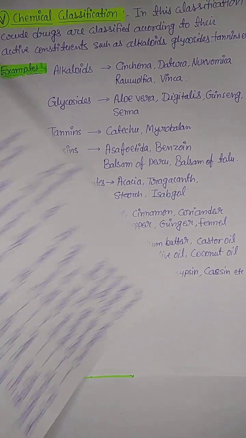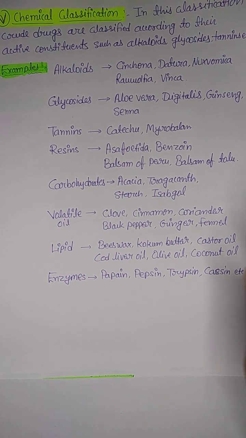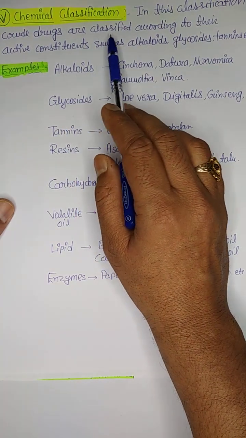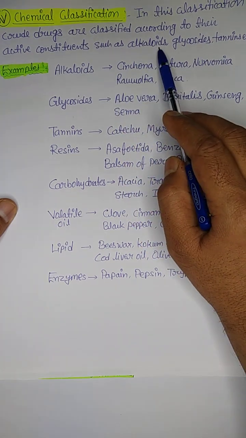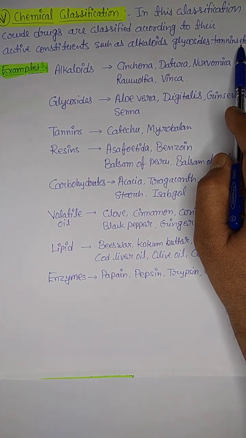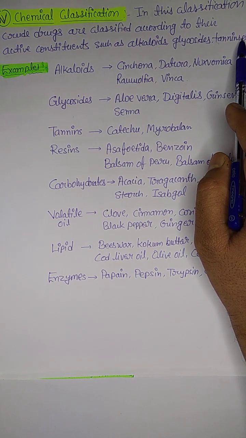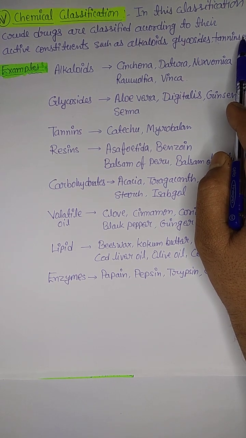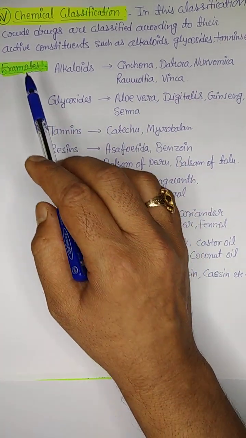Now the next mode of classification we have is chemical classification. As the name indicates, in this classification, crude drugs are classified according to their active constituents such as alkaloid, glycoside, tannin, etc. So whichever chemical constituent is present in the main or huge quantity, and the drug is famous because of the presence of that chemical and has its own therapeutic value because of that constituent, when we classify according to that, it comes under chemical classification. Let's try to understand the examples.